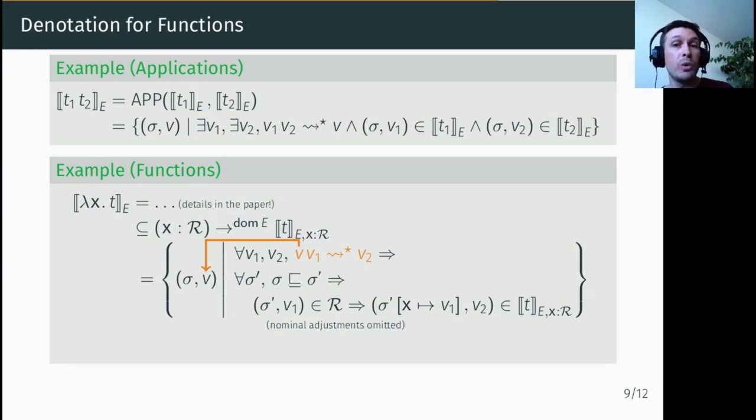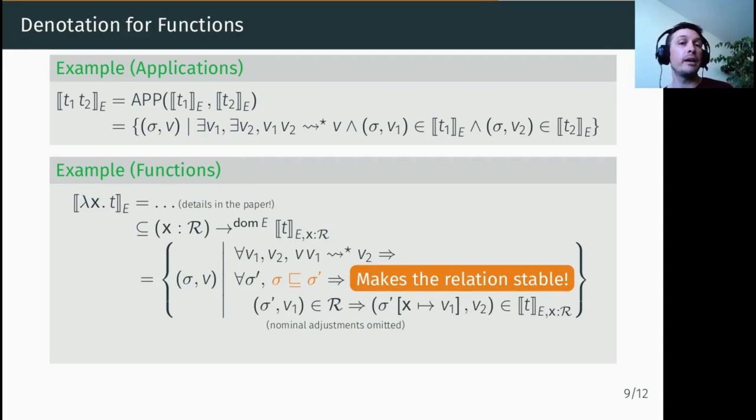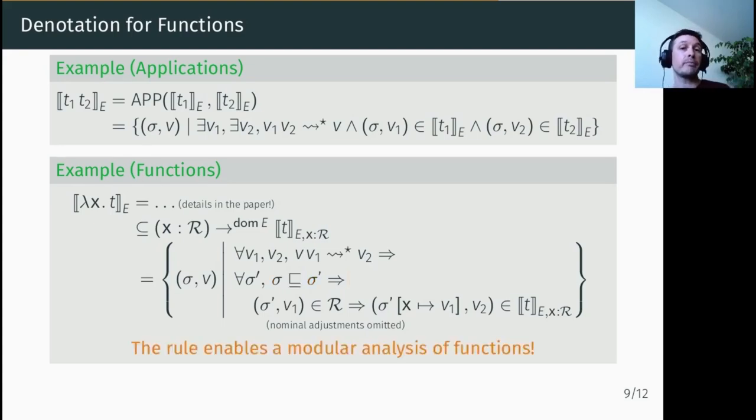This is a relation where the output is supposed to be a function, for which we will consider all possible applications. When we apply this function to an argument v1 that satisfies the condition R, if the evaluation gives a result v2, then v2 must be in the denotation of the function body. But the argument and results must be valid for all possible extensions of the input substitutions, as is usually found in Kripke-style semantics. And this is essential because this quantification over extensions of the inputs is the reason that makes the definition a stable relation. In the end, we have a modular denotation rule for functions that we later use as a basis for the modular analysis of functions.